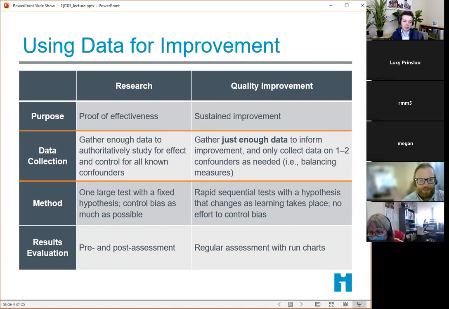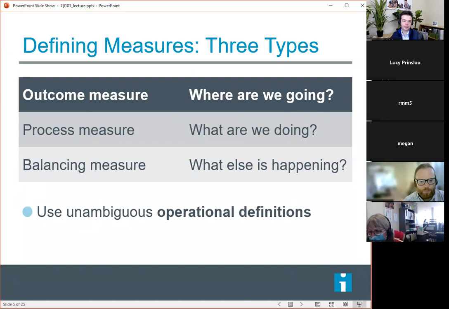But if you can convince people that actually when you're doing quality improvement, you're not trying to prove something. You're just trying to gather enough data to inform your improvement, to let you know that things are going in the right direction. That's the whole crux of it. So we've been over this before. There's 3 types of measures: outcome, process, and balancing.